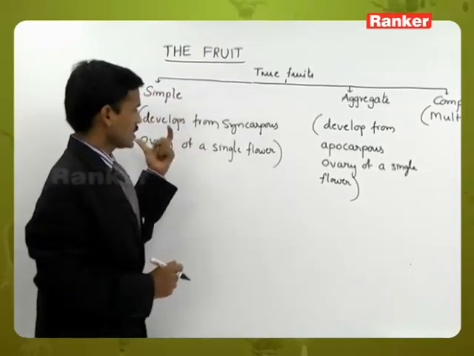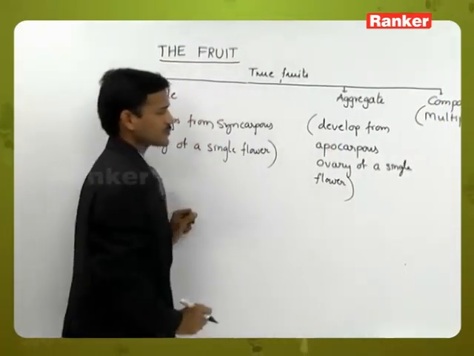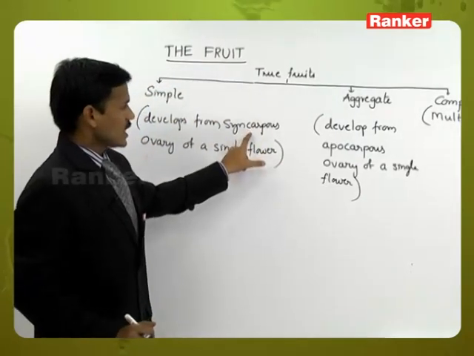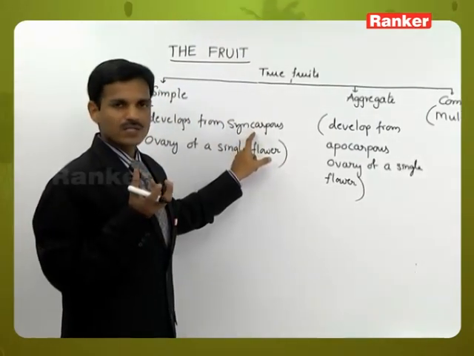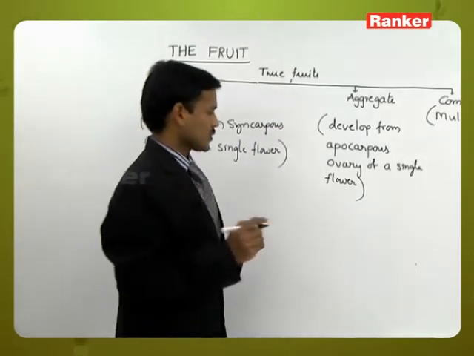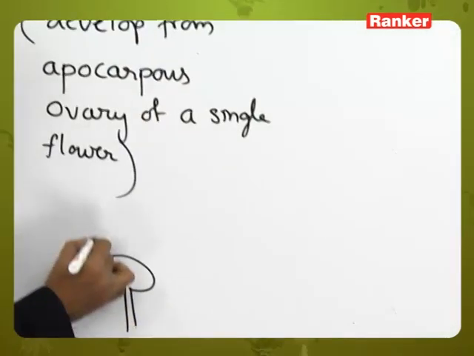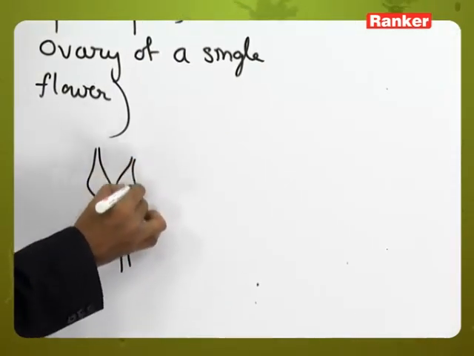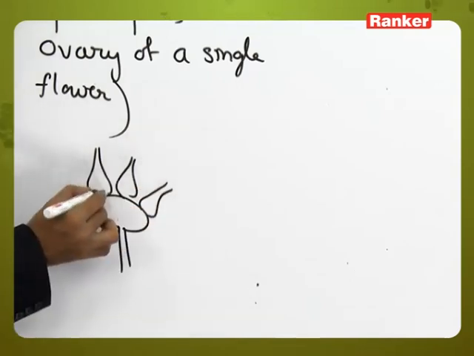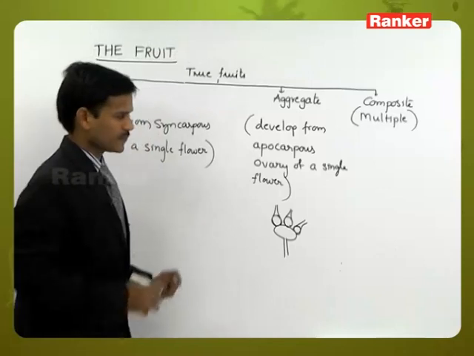But what is the difference is syncarpous ovary and apocarpous ovary. In the syncarpous ovary, only a single fruit is formed. In the aggregate fruits, the apocarpous ovary means that on the thalamus, a number of carpels are present. So each and every carpel develops into a small fruitlet. So all these are aggregated.